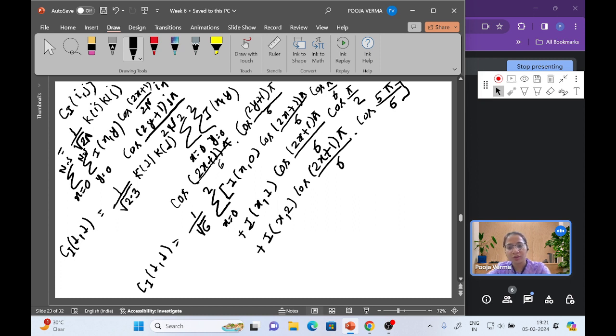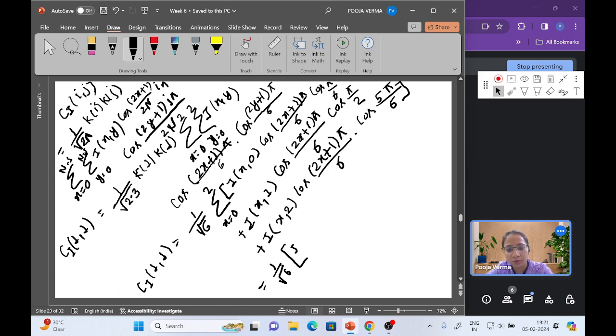Now we need to put the values of x. So 1 by root 6. Now summation of all the x components. So we will put x is equal to, in this equation, x is equal to 0, then 1, then 2. So this will be the very large equation. So please concentrate here, otherwise we will get misplaced.